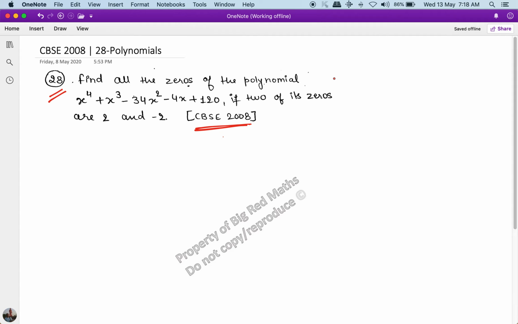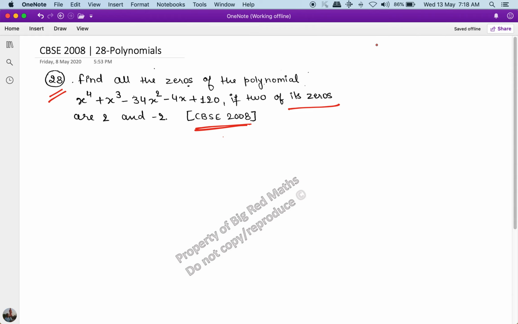This question was asked in the CBSE examinations of 2008. Let's start solving this one. The question says: find all the zeros of the polynomial x to the power 4 plus x cube minus 34x squared minus 4x plus 120, if two of its zeros are minus 2 and plus 2.